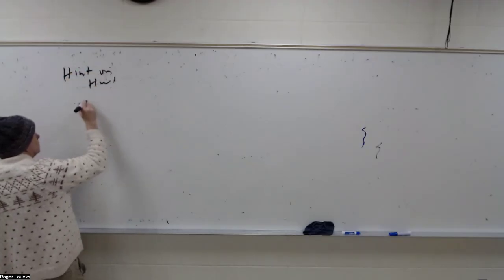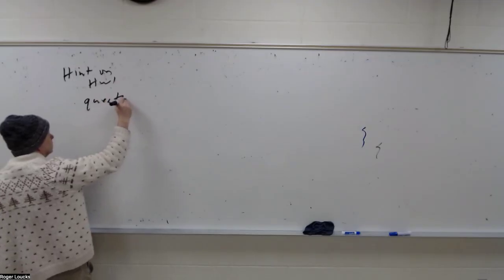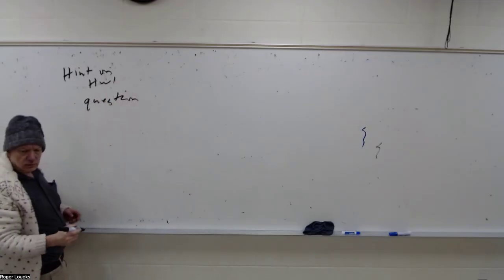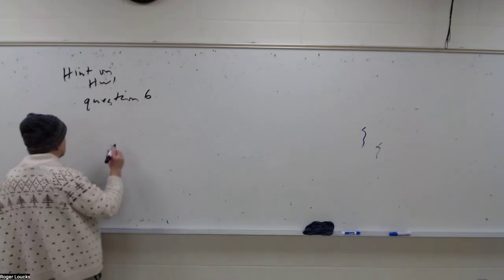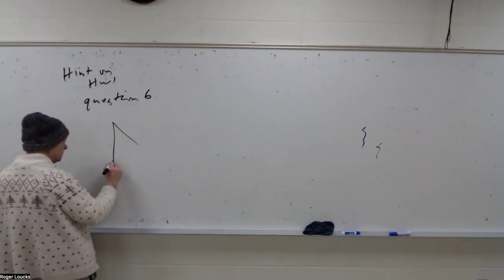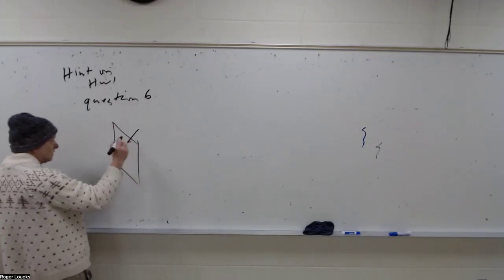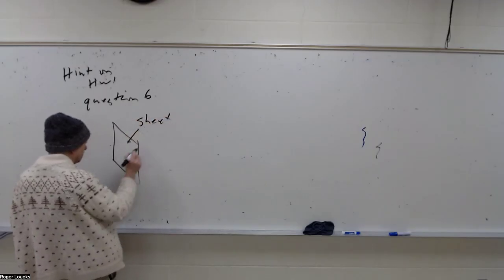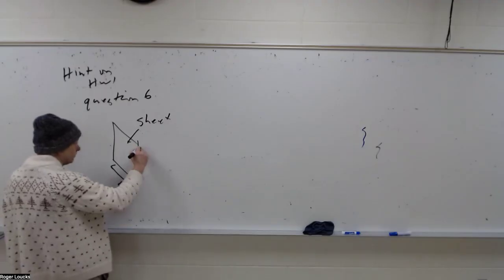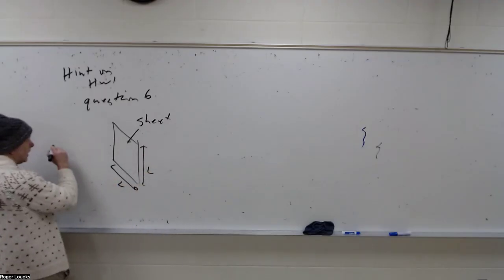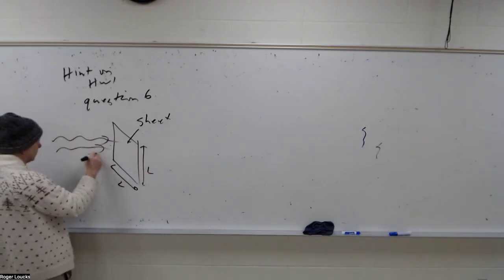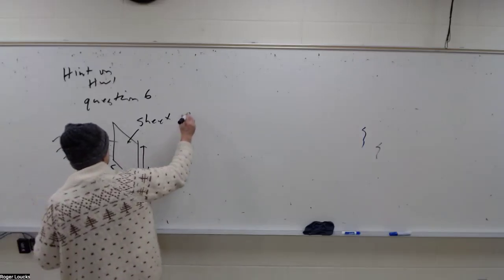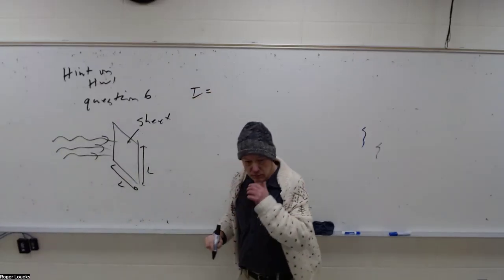On homework one, what's the last question? 6. Okay, so you have here a sheet of metal with some length like this, and you have some photons coming in like this, a beam of photons. And what did I tell you about the intensity of the light coming in?